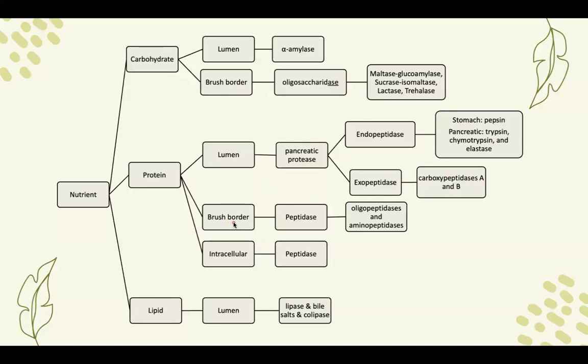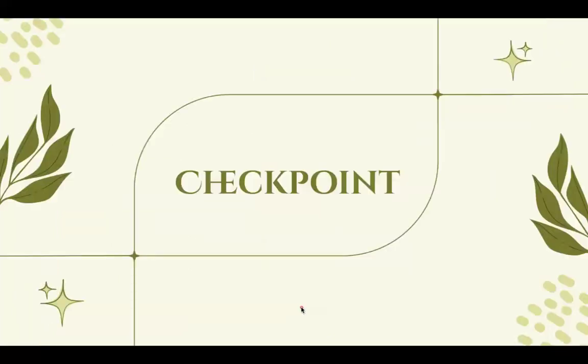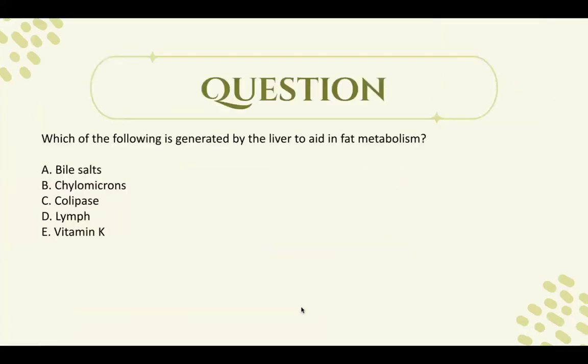Then for the brush border, we have peptidases, and those are oligopeptidases and aminopeptidases. And for intracellular, we have peptidases. Now for lipids, in the lumen, we have lipase, bile salts, and colipase. Okay, so we reached another checkpoint, and we are almost done. We just have a little bit more. We have a question coming up, so you can pause, solve it, and then come back to discuss.